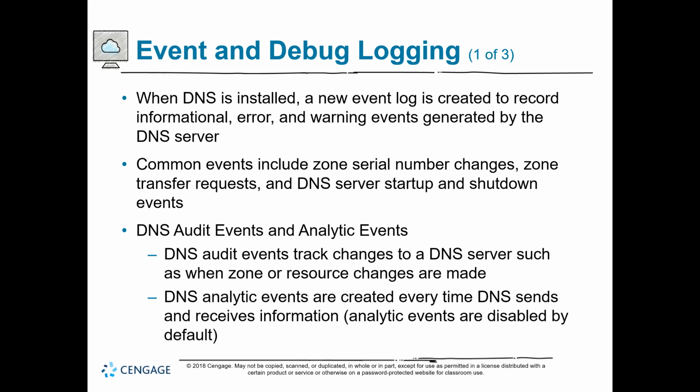Event and debug logging. When DNS is installed, a new event log is created to record informational, error, and warning events generated by the DNS server. Common events include zone serial number changes, zone transfer requests, and DNS server startup and shutdown events. There are DNS audit events and analytical events. DNS audit events track changes to a DNS server, such as when a zone or resource changes are made, and DNS analytic events are created every time DNS sends and receives information. Analytic events are disabled by default.